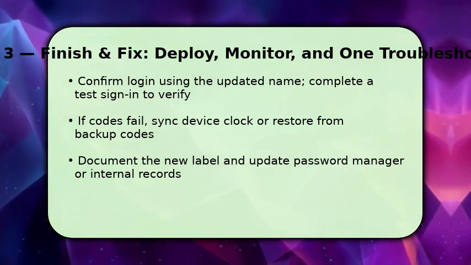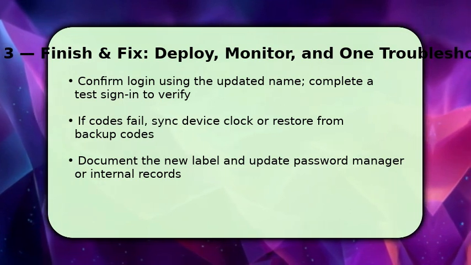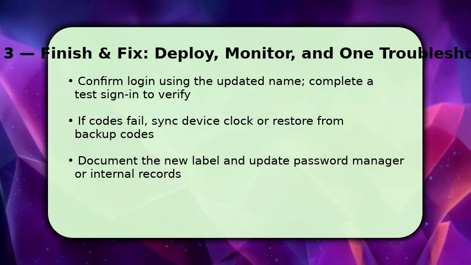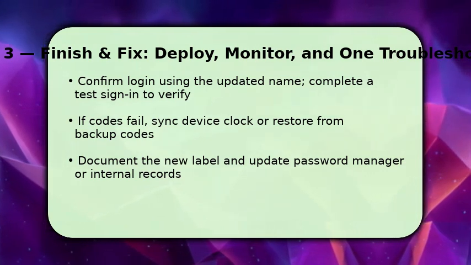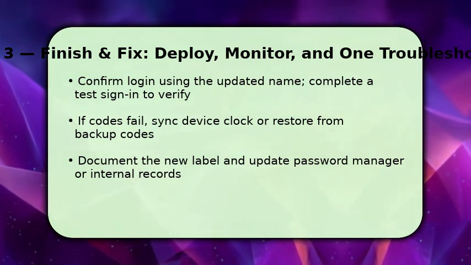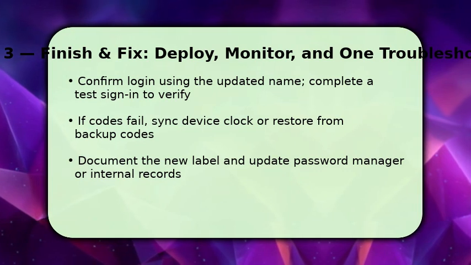Once done, if the code is rejected, immediately check your device clock settings and sync to network time. Many authenticator errors stem from clock drift. If that fails, use backup codes or re-enroll the account using the service's 2FA setup flow.